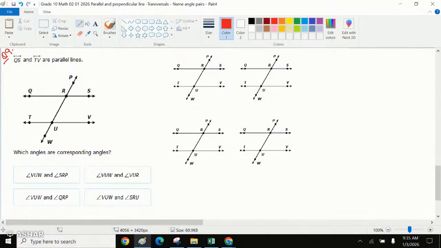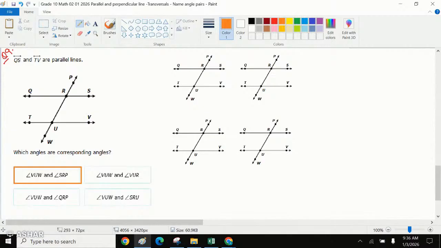So the question says QS and TV are 2 parallel lines and a line PW is intersecting them. They've given us 4 pairs of angles and they're asking which angles would be corresponding, right? Okay, let's look at the first option. Let's see if they are corresponding, yes or no.